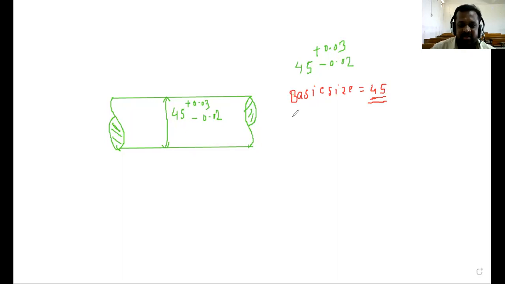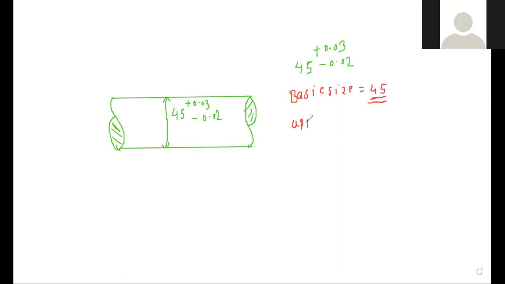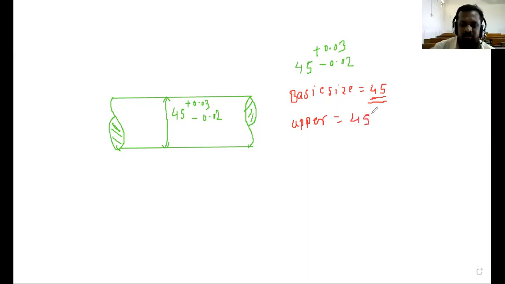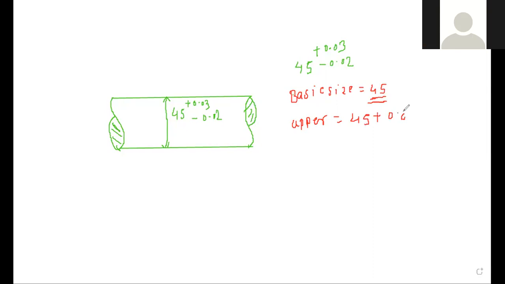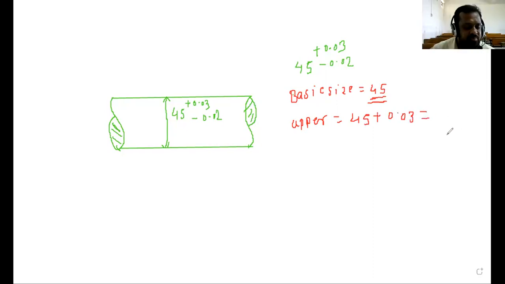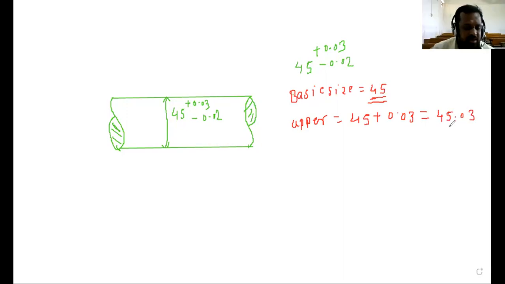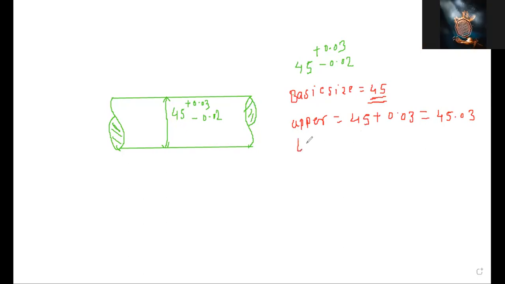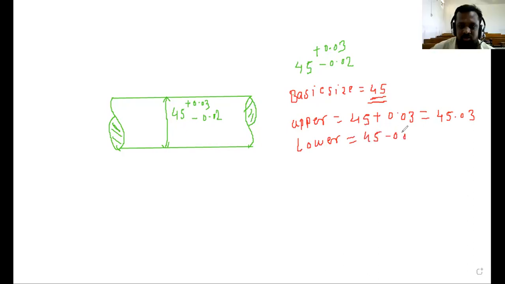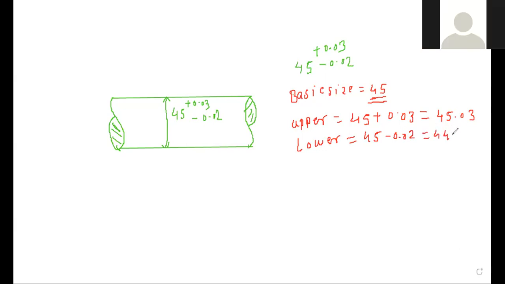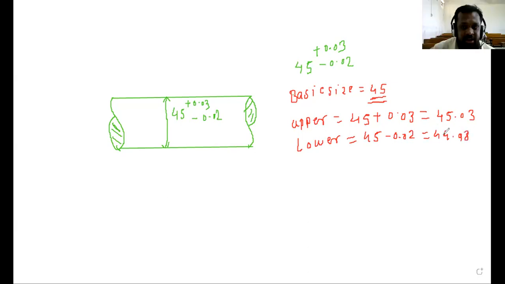Then what is the upper limit? Upper limit means we have 45 plus 0.03. Then calculate what is this? 45.03. Then what is the lower limit? 45 minus 0.02, then it will become 44.98. That much variation they have.